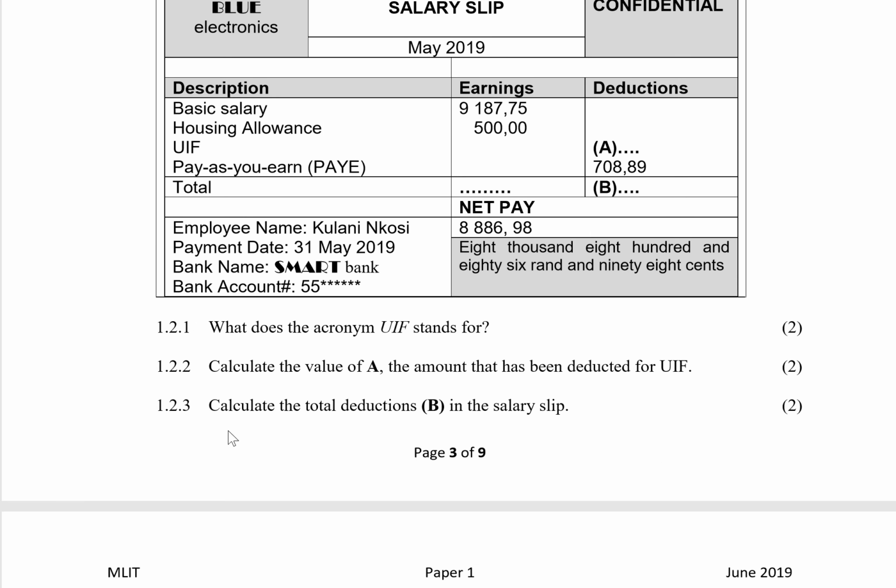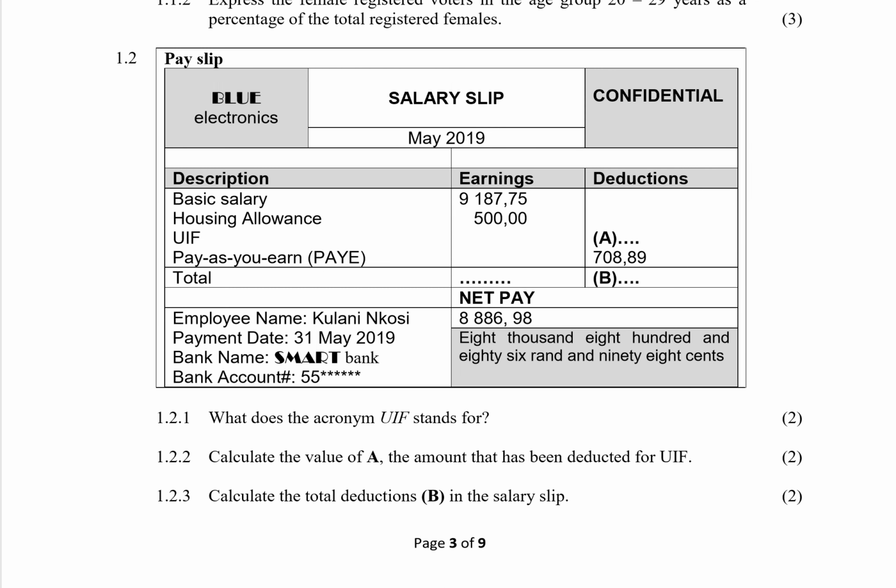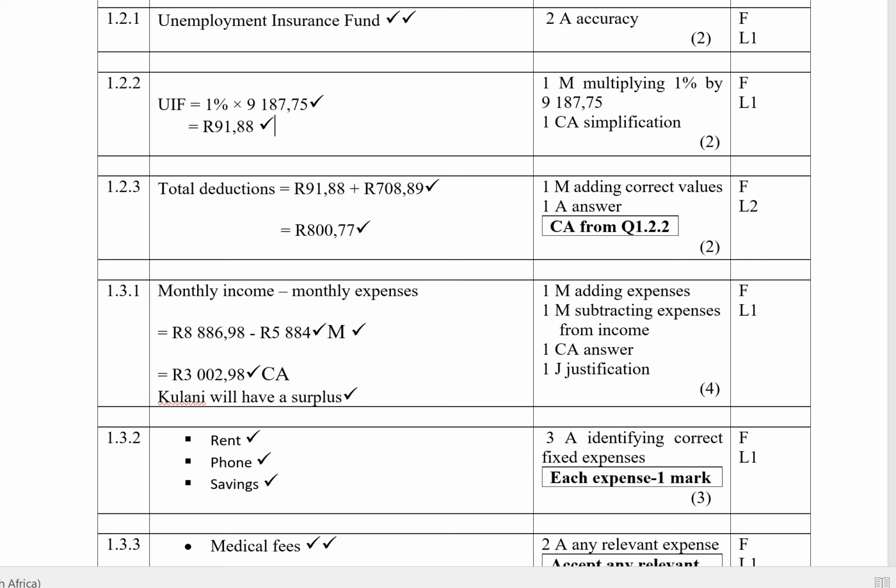Okay, so 1.2.3, calculate the total deductions B in the salary slip. So now that we already have calculated the deduction for A, all we need to do is add our answer from 1.2.2 with 708 Rand 89 cents, and that will give us the total deductions, as you'll see on the memo right here. The 91 Rand 88 cents from the previous answer, which is the UIF, plus 708 Rand 89 cents will give you the total deduction.